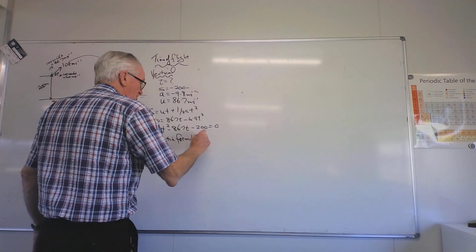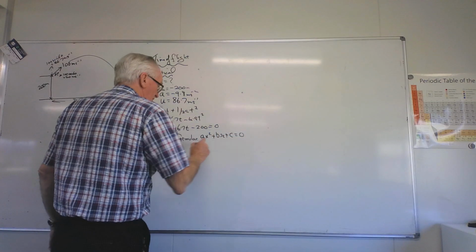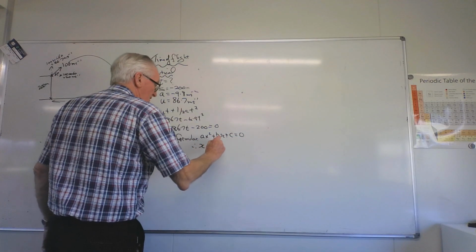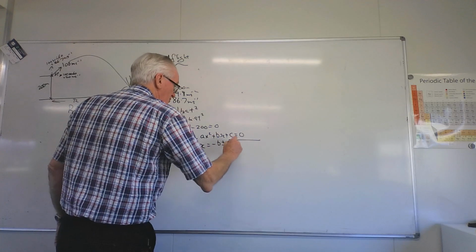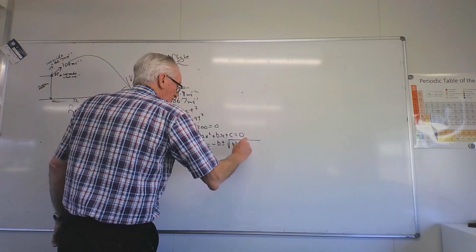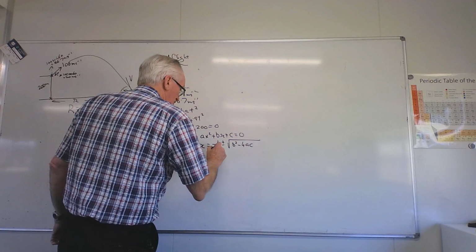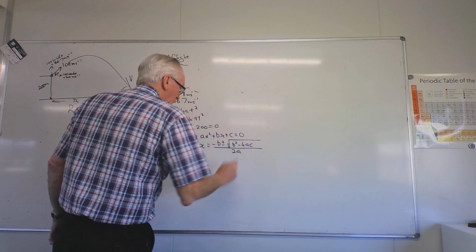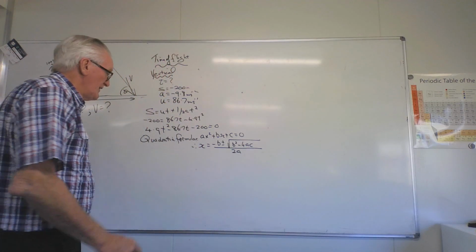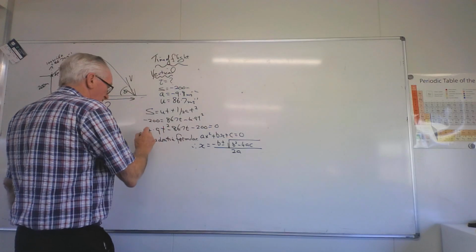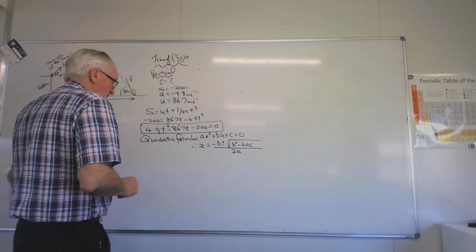The formula: ax squared plus bx plus c equals 0, therefore x is equal to minus b, where b is the coefficient of x, plus or minus the square root of b squared minus 4ac, where a is the coefficient of x squared and c is the constant, all over 2a. You've simply got to learn that. So we're going to substitute into it using this equation here. So there's our quadratic equation.